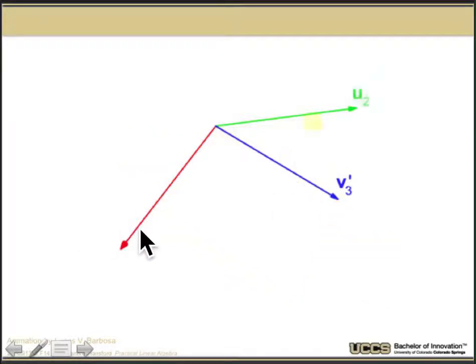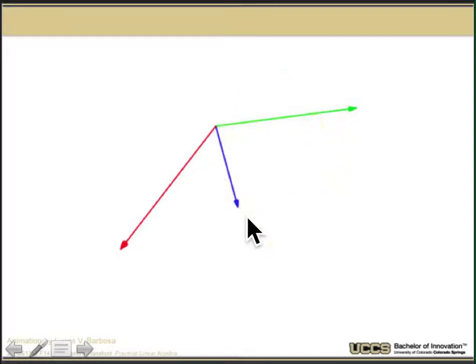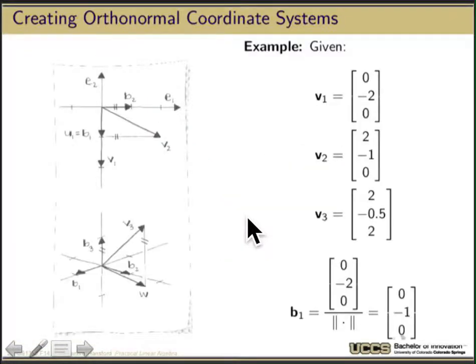It's not yet orthogonal to U2, but I just play the same game. I project it, I figure out what that length is, and then I subtract that from V3 prime now, because I'd already changed V3, and that gives me my third vector. So that's the basic idea of Gram-Schmidt: project and then subtract off stuff to make them orthogonal. So now let's do it in a numeric example, and we'll summarize what the algorithm looks like.